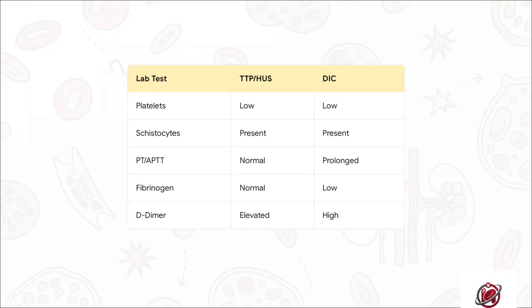Putting these profiles side by side builds the ultimate board exam concept. Look at this. Platelets are low in both. Schistocytes are present in both. You literally cannot differentiate them based on the blood smear alone. But look right at the coagulation panel. In TTP and HUS, the PT and APTT are completely normal. Fibrinogen is normal. But over in DIC, the PT and APTT are massively prolonged, and fibrinogen is totally depleted.